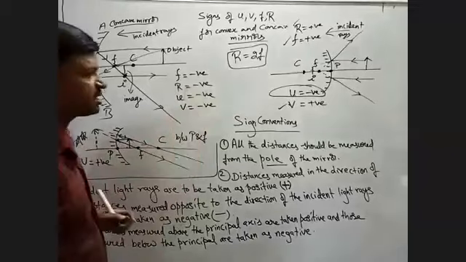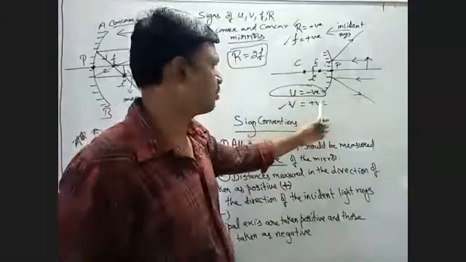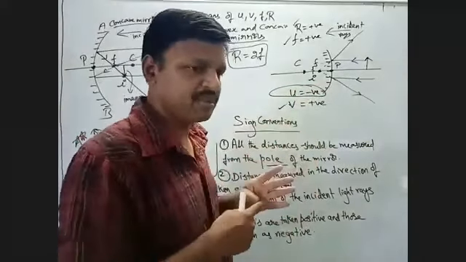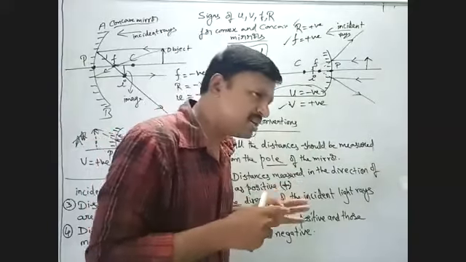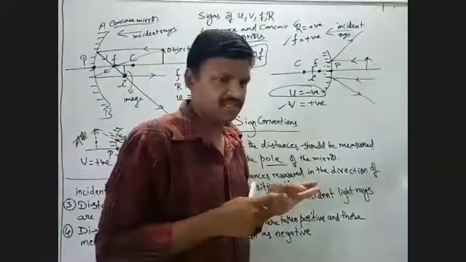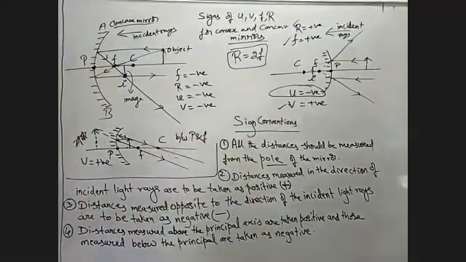So this is the basic concept regarding sign conventions. Coming to the convex mirror, the image is always diminished and always erect. Understood, students? You can go through this if you want.